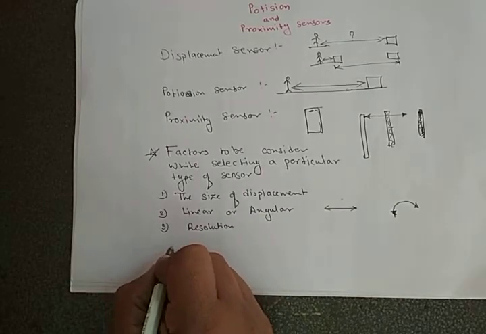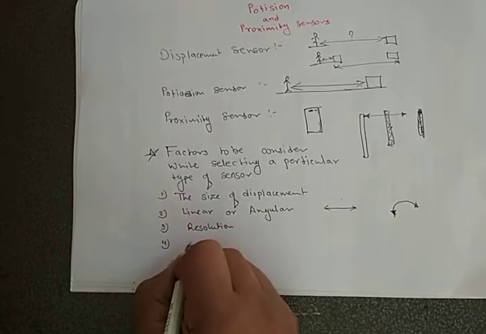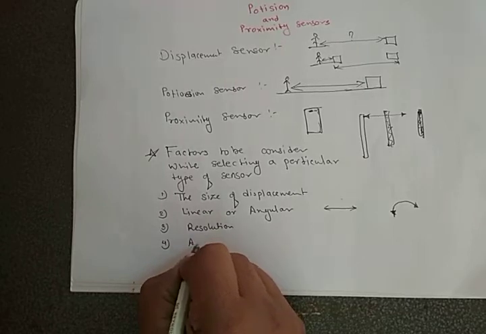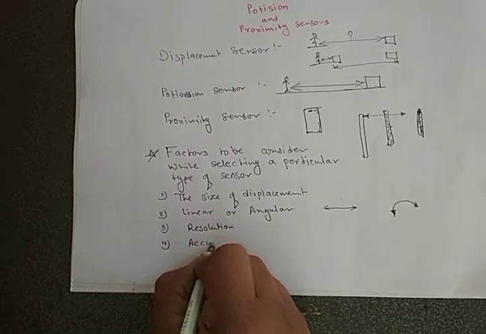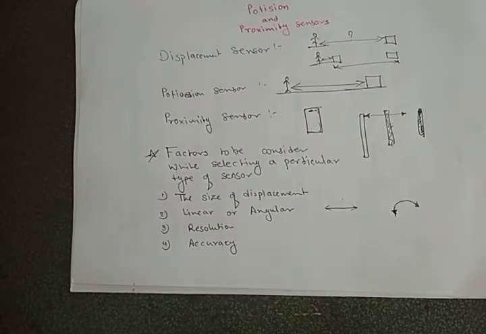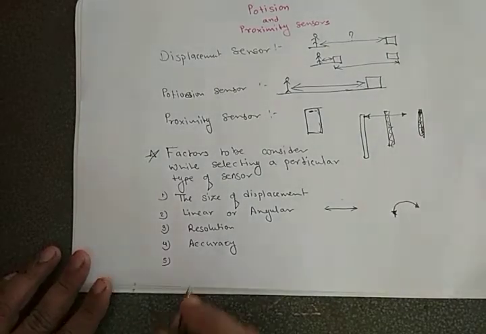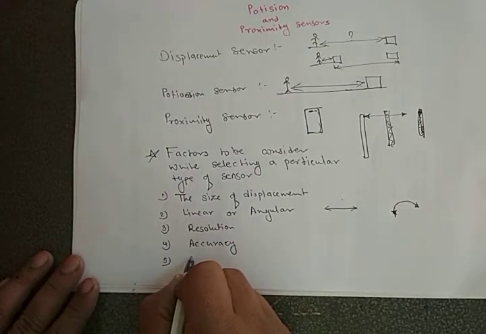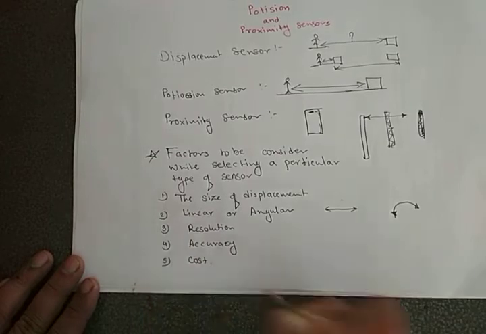Next is accuracy. What type of accuracy you require? By that you can choose the sensor. And last is cost.